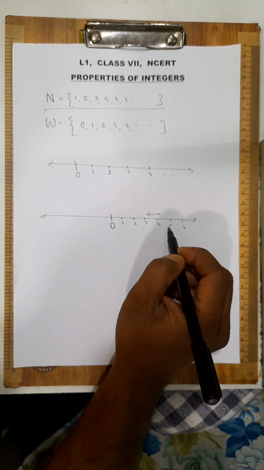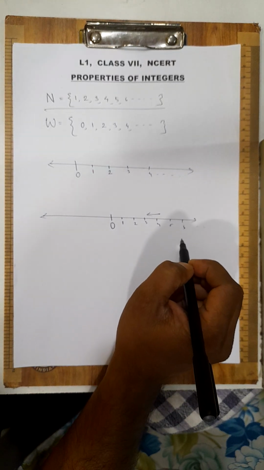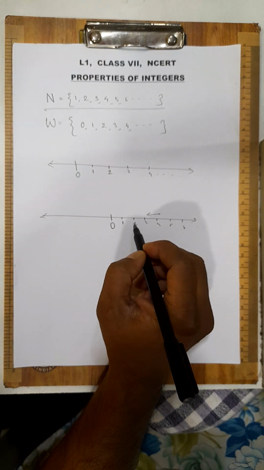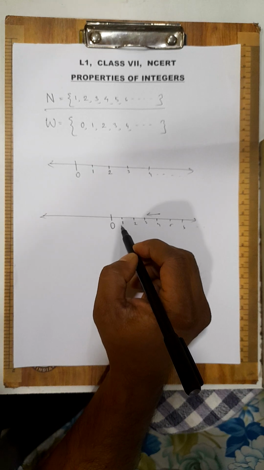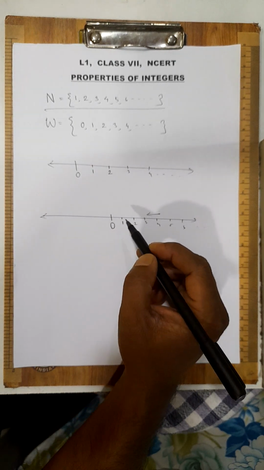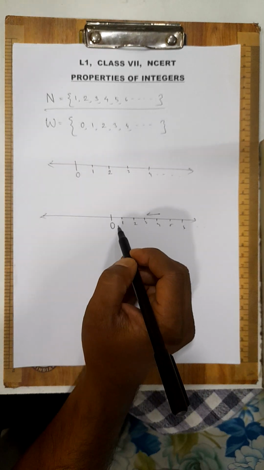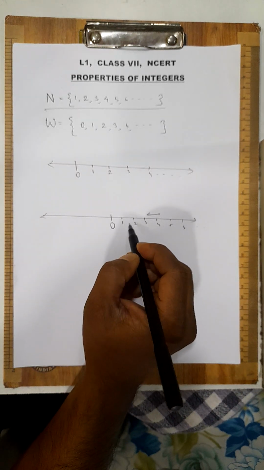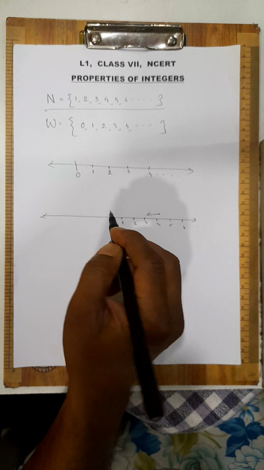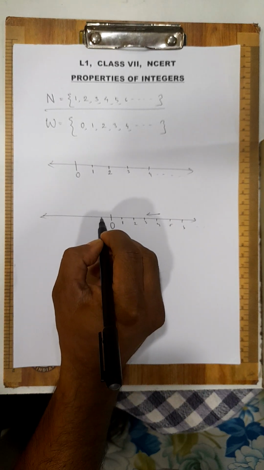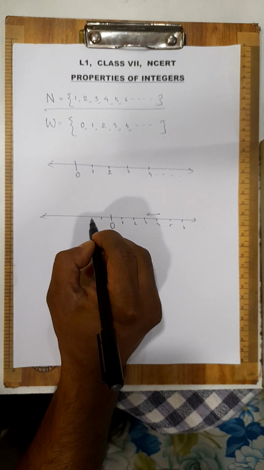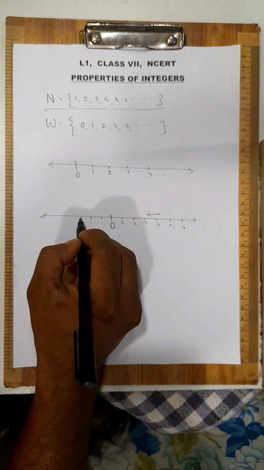Predecessor of 5 is 4. 5 minus 1 equal to 4. Similarly, predecessor of 2 is 1. Now, in case of whole numbers, predecessor of 1 is 0. So 0 is the least whole number, right? Now let us imagine some predecessors of 0 on the left side. Let us imagine these numbers.